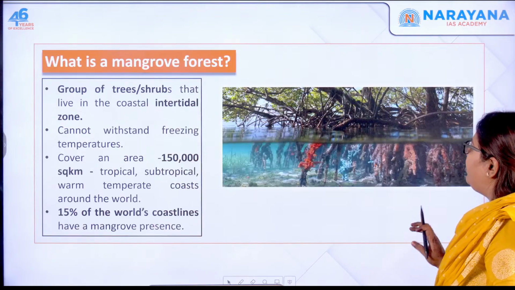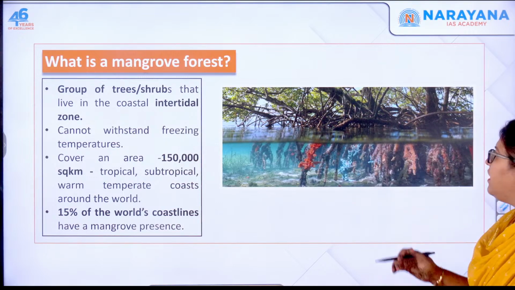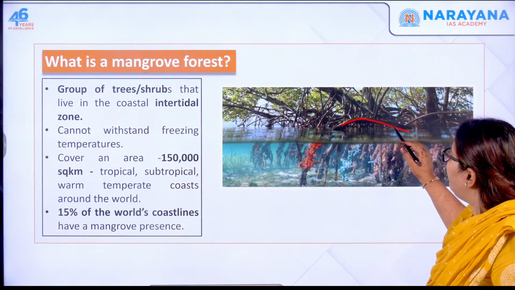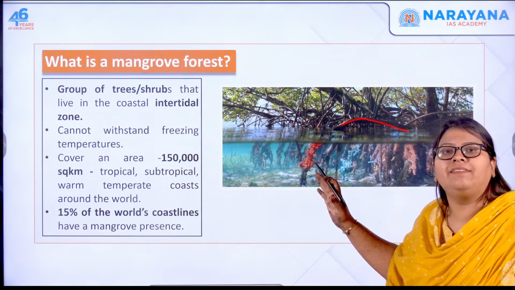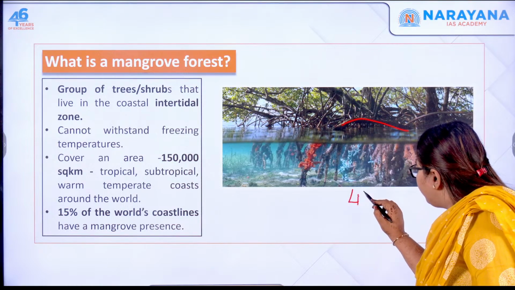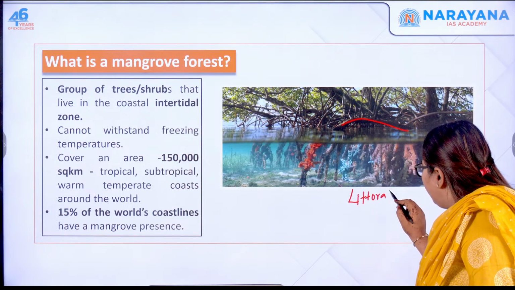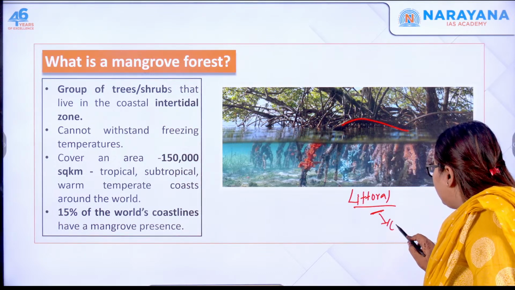Now let's move forward and see what is a mangrove forest. Can you see mangrove forest? These are actually trees, and these can also be shrubs, which are mainly found in the coastal intertidal zone. What do you mean by intertidal? It can also be called as littoral. Okay, that is nothing but between the high tides as well as low tides.